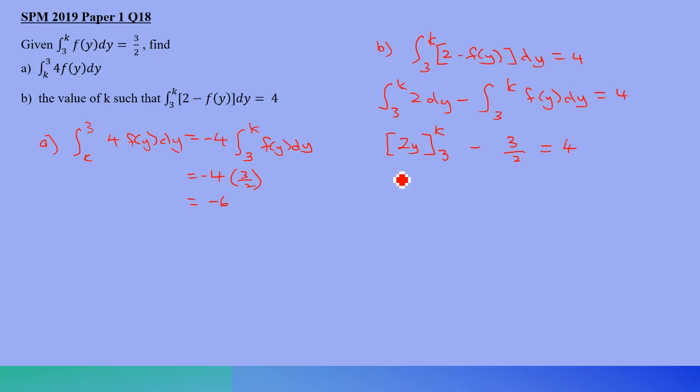Okay, let's simplify this part. 2k minus 6 minus 3/2 equals 4. And then bring all your constants across, and then you can find what is your k. So when you bring it across, 4 plus 6 is 10. 10 plus 3/2, so you get 23/2. Okay, so what is your k? 23/4. Okay, this is a question in paper 1. Simple, straightforward. No volume, no area. Area and volume always come in paper 2.